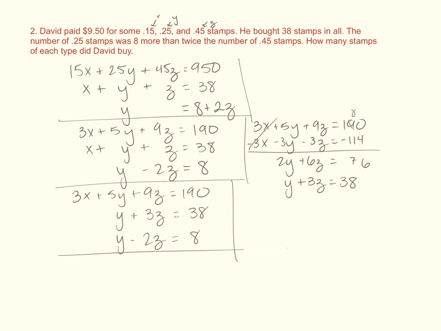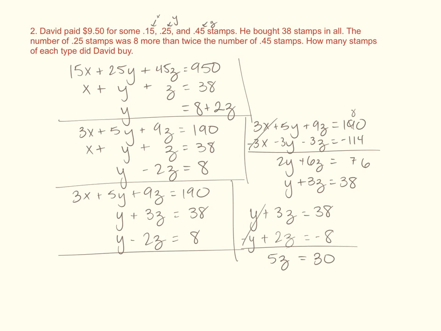I want to solve for z first, so I'm going to cancel out the y's for the third equation. So I'm going to multiply the third equation by a negative 1. So I get negative y minus 2z is equal to negative 8. And my y's cancel. I'm left with 5z equals 30. My bad.